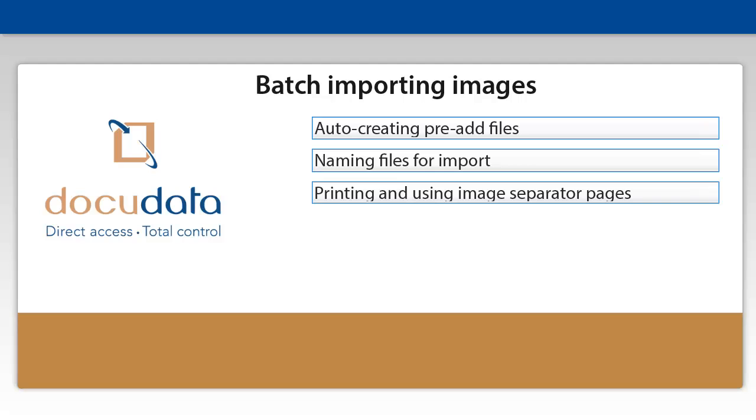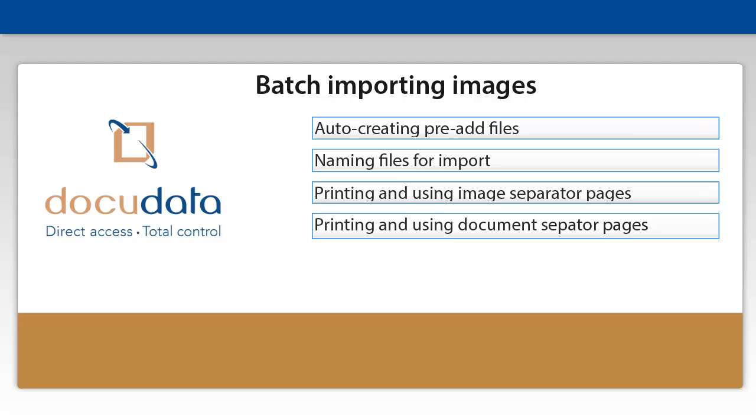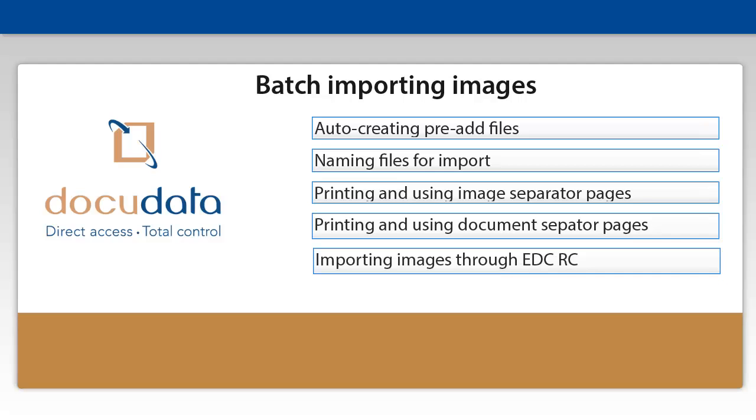If you want to image the contents of multiple files at once, you can use image separator pages to have your scanning software automatically break the resulting document up into documents that can be imported to individual files in EDC. Document separator pages help you to automatically create named page ranges. Next, we will look at actually importing the images individually through the file module and also in batch through the box and file maintenance module.